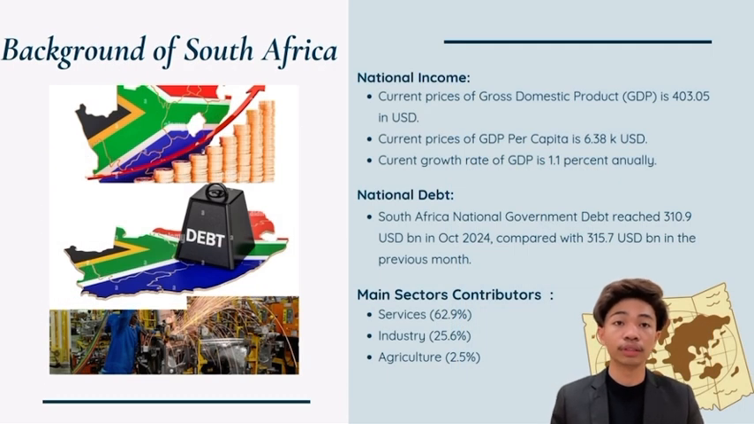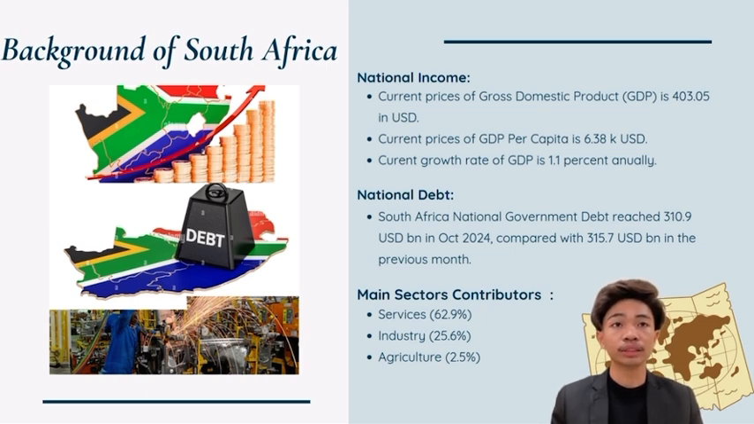National income of South Africa. There are several indicators that show insight into South Africa's national income. South Africa's GDP is used as the main indicator of its national income, representing the total value of goods and services produced in the country. The current prices GDP of South Africa in 2024 is 403 billion USD. GDP per capita measures the average income of South Africans, providing an indication of standard of living. The current prices GDP per capita of South Africa in 2024 is 638,000 USD.